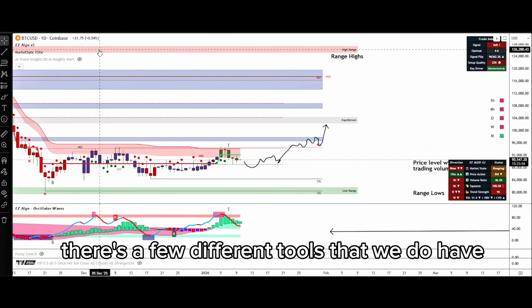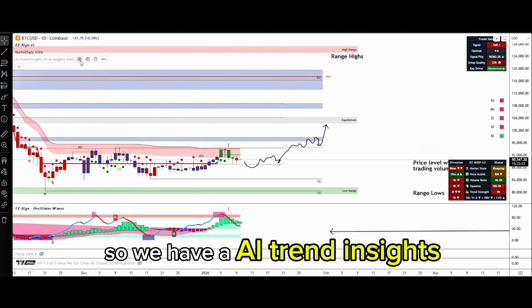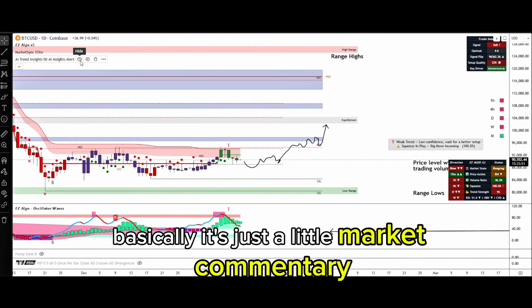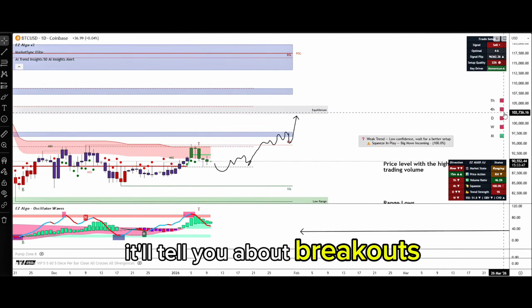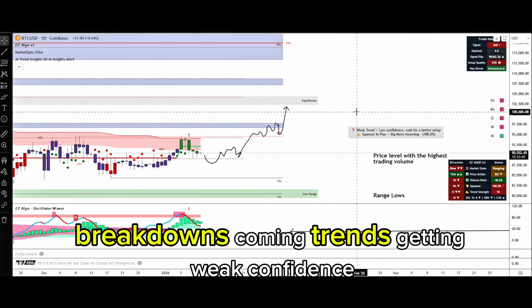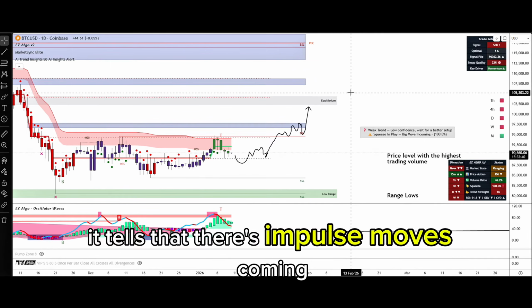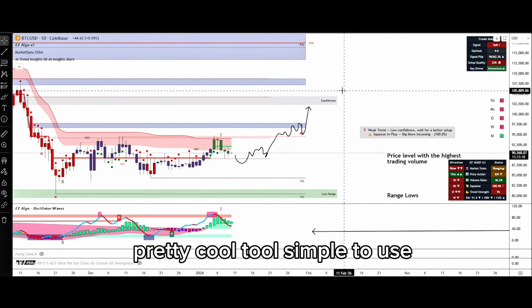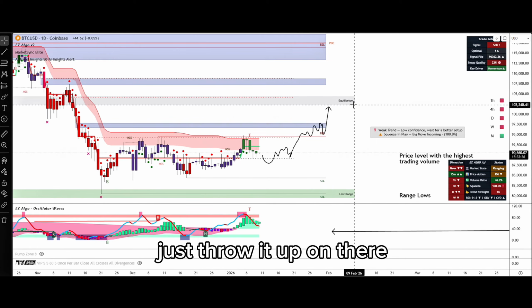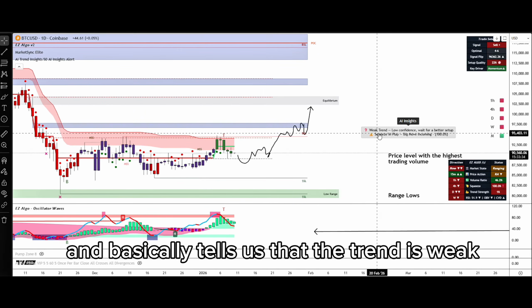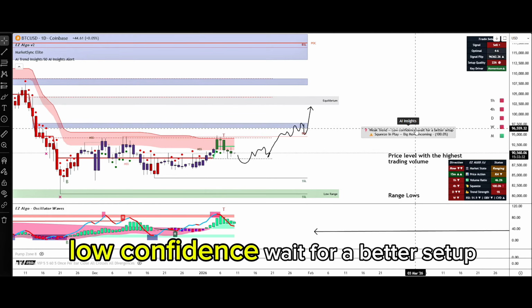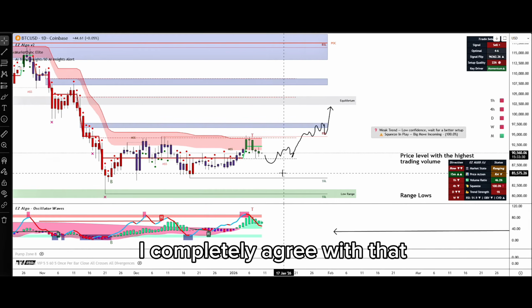And there's a few different tools that we do have. So we have AI Trend Insights. All that is basically just a little market commentary. It's got a bunch of different modes. It'll tell you about breakouts, breakdowns coming, trends getting weak, confidence in that. It tells you if impulse moves are coming. Pretty cool tool, simple to use, just throw it up on there. And basically it tells us that the trend is weak, low confidence, wait for a better setup. I mean, I completely agree with that, right?